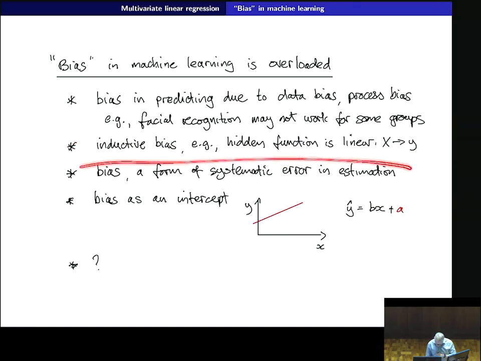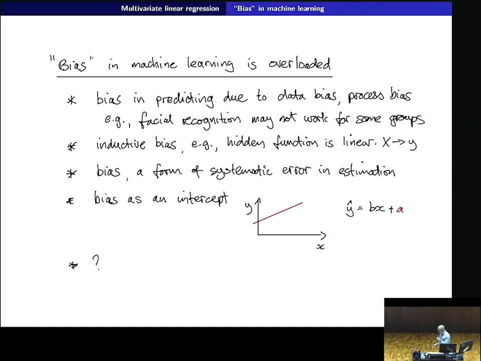There's a third type of bias, which is a term that comes from statistics that I'm going to talk about shortly, which is a form of systematic error in estimation.